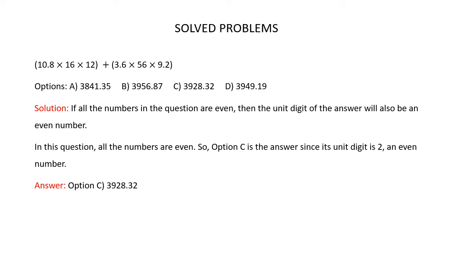When you look at this expression, you will see that all the numbers are even. So when you simplify this expression, you will get an answer that is an even number. When you look at these options, you will see that only option C is an even number because the unit digit of the number in option C is an even number 2. So the correct answer is option C, 3928.32.